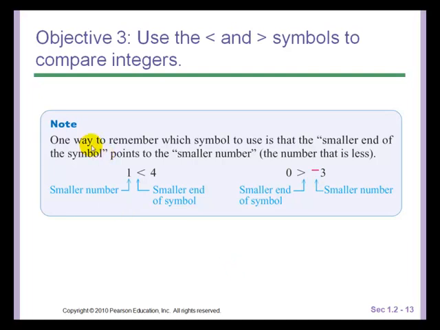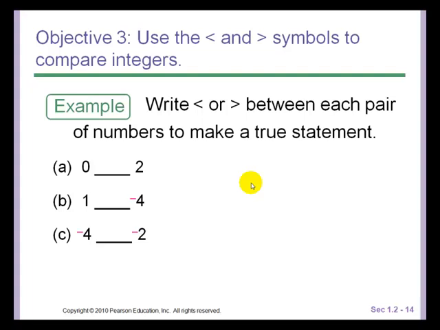Okay, so one way to remember which symbol to use is that the smaller end of the symbol points to the smaller number. So since 1 is smaller, the small pointy end faces the 1. Since -3 is smaller, the small pointy end faces the -3. Another way to remember, how I was taught a long time ago, is to think of the alligator mouth, the hungry alligator. It's open towards the bigger thing. So whatever way you need to remember it, just as long as you get it correct.